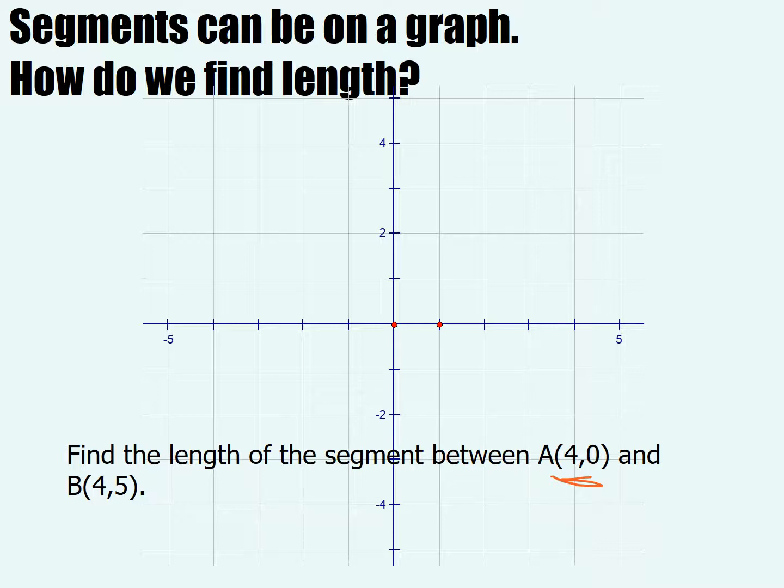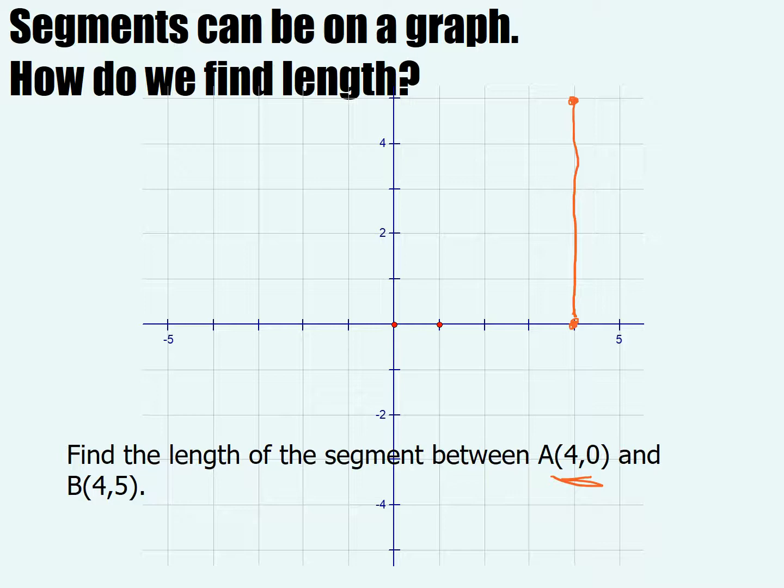So graphing that on my coordinate plane, A is at (4, 0). I'm going to make a point there. And B is at the point (4, 5) up here. So the segment then is the straight line between the two. Sorry, my line's not very straight. How would we go about finding the distance of this?